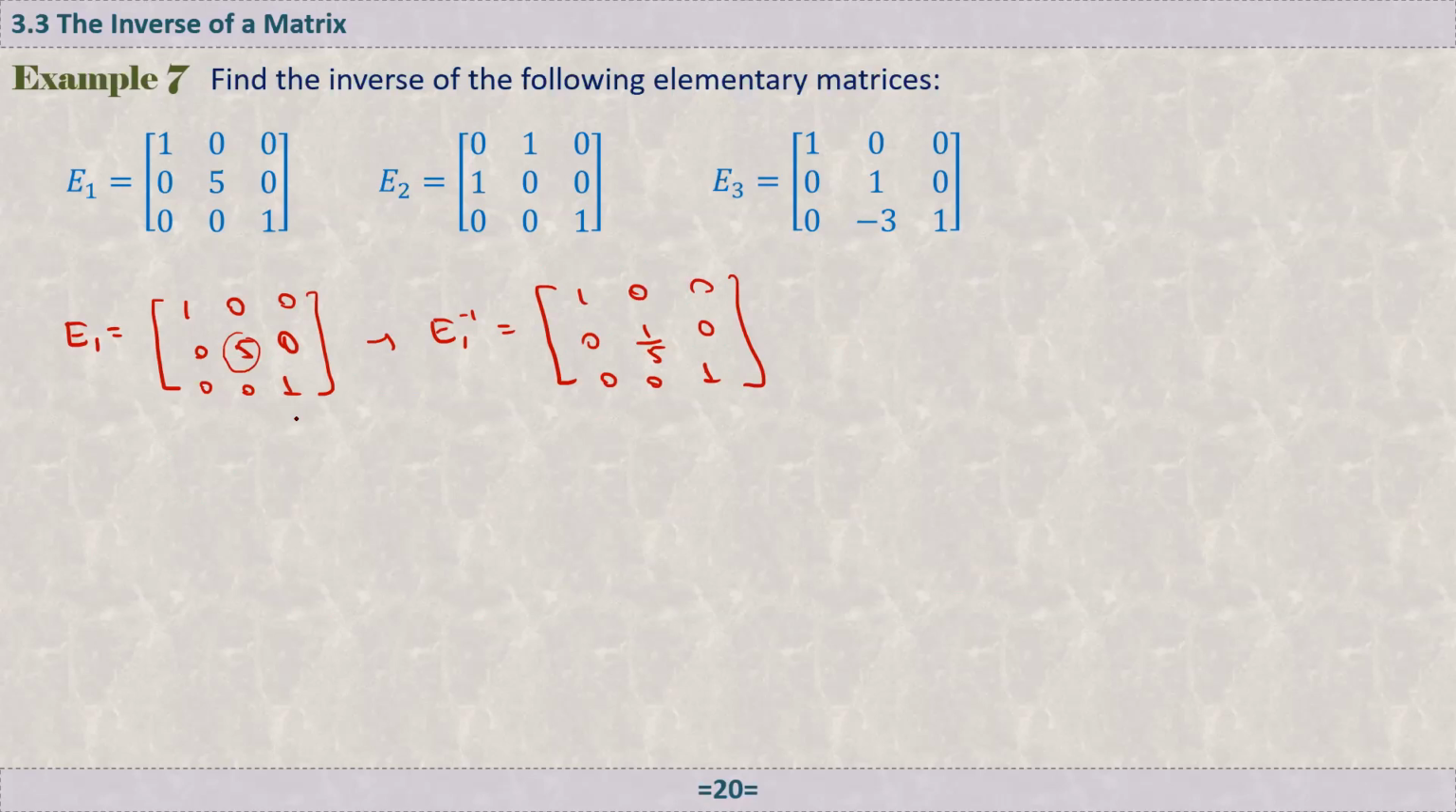So, in general, here if we have k, then its inverse, instead of k, here we must have 1 over k. The rest of the entries are the same. And how about this E2? E2, we just interchanged the first and second row. So also it will be the same thing. It's just itself, the E2 interchanging the first and second rows.